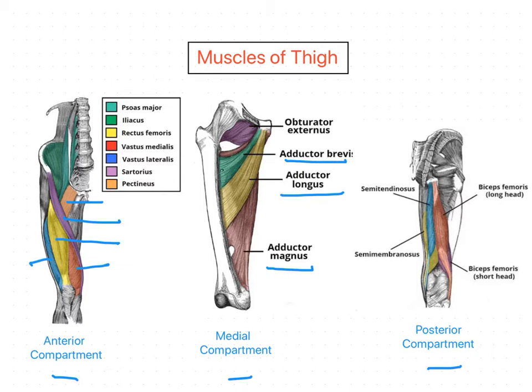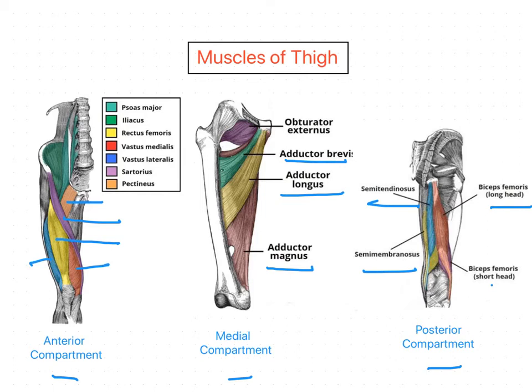Next comes the posterior compartment, the back of the thigh, which has the hamstring muscles. The hamstrings consist of three muscles. One is biceps femoris, which has two heads, long head and short head. Then semitendinosus and semimembranosus, all together called the hamstring muscles. These are the muscles of the thigh.